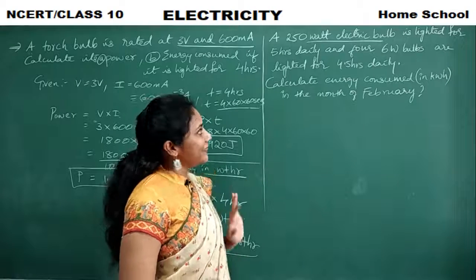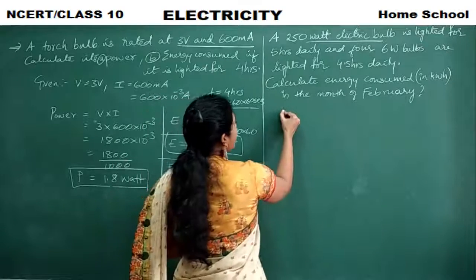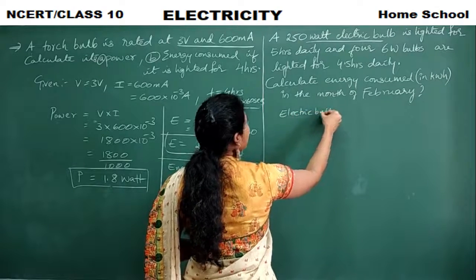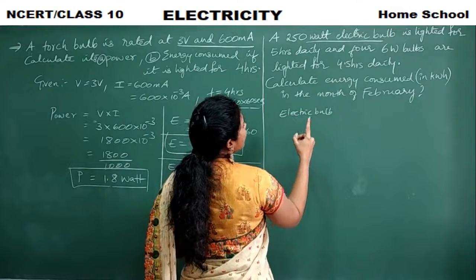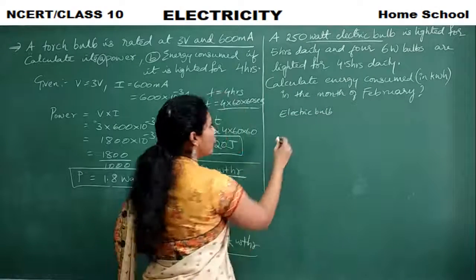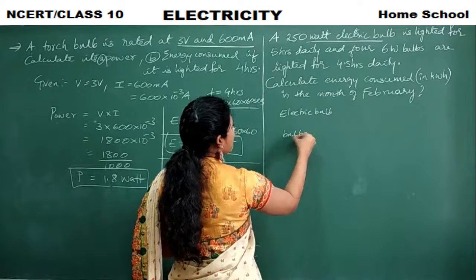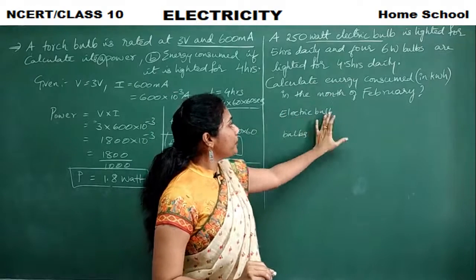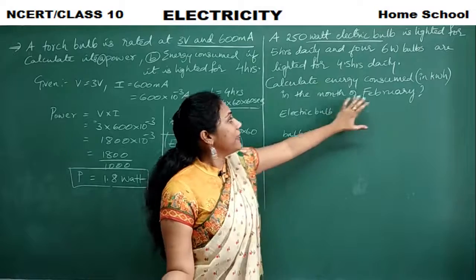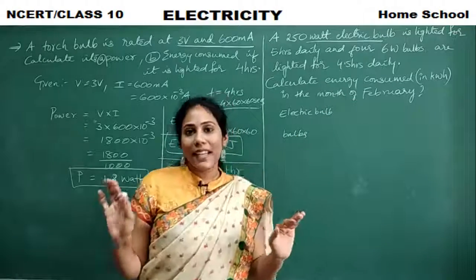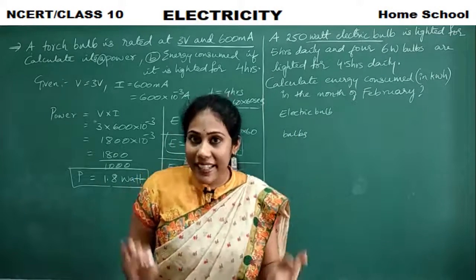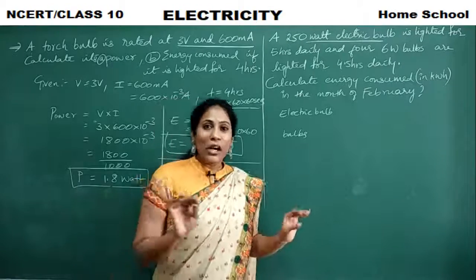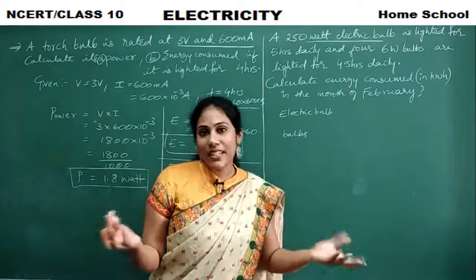We have 2 instruments here. One is electric bulb, and another one is 6-watt bulbs, 6-watt normal bulbs. So you have to find out energy consumed by electric bulb in the month of February. February month has how many days, guys? It is 28 days, right? Forget about leap year. Leap year will have 29 days, but normally February we consider as 28 days.